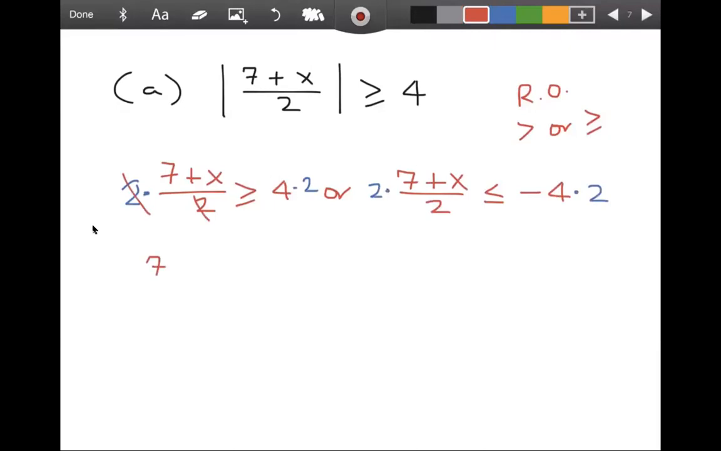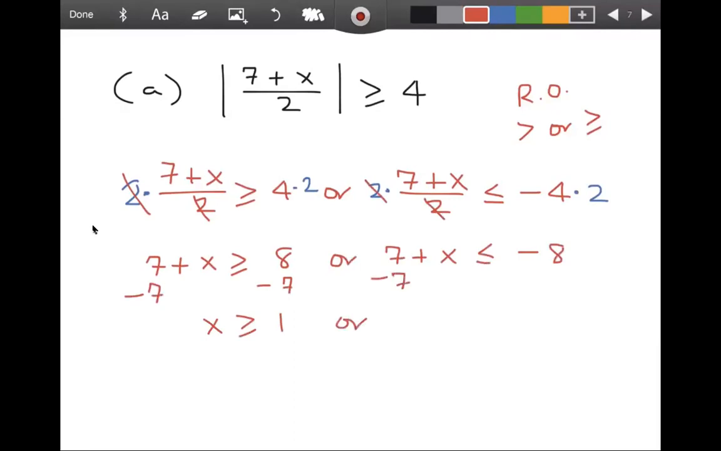So that makes this one 7 plus x is greater than or equal to 8, or 7 plus x is less than or equal to -8. All right, and then finally, I will subtract 7 on both sides. That makes this one x is greater than or equal to 1, or x is less than or equal to -15.